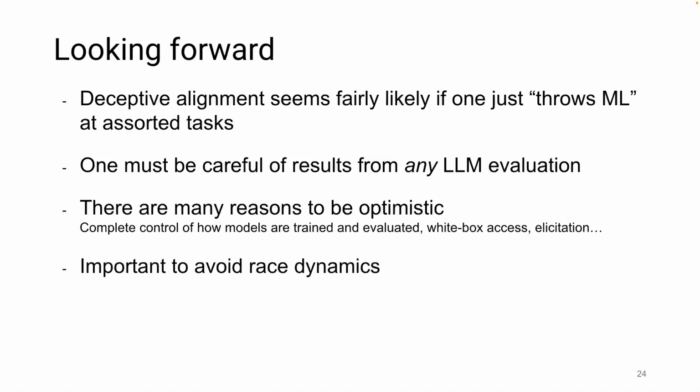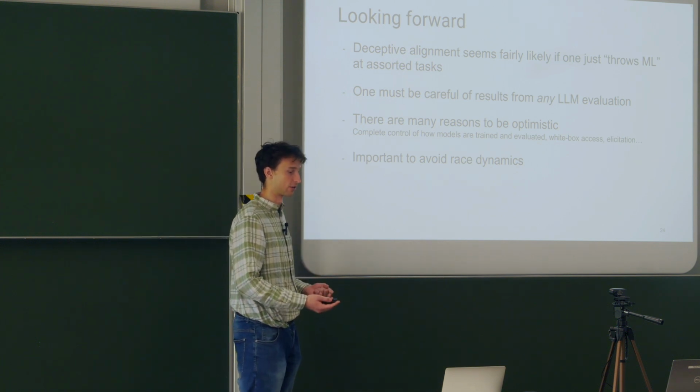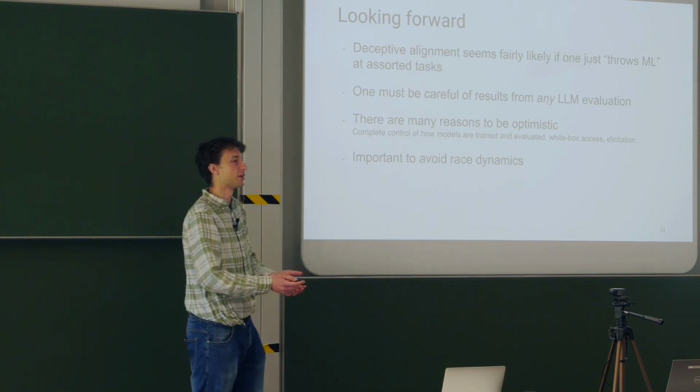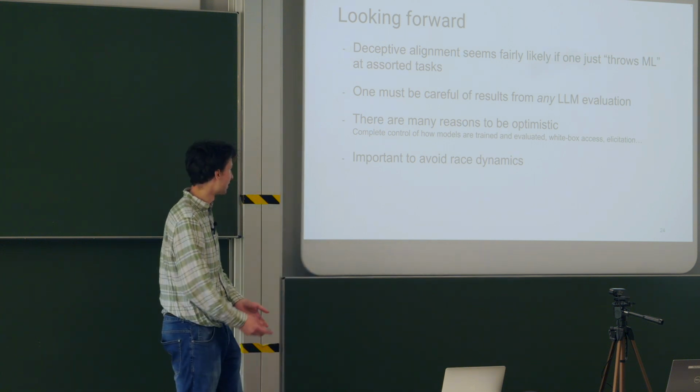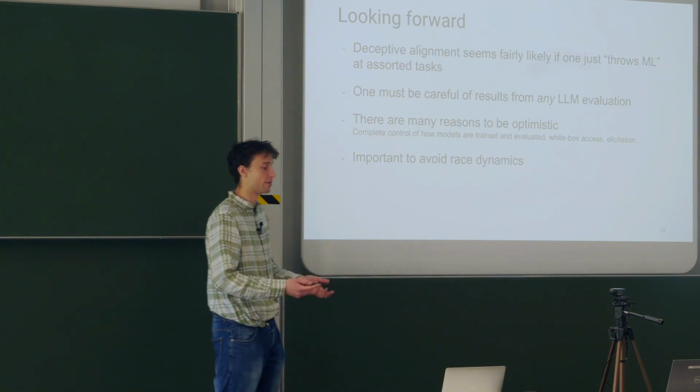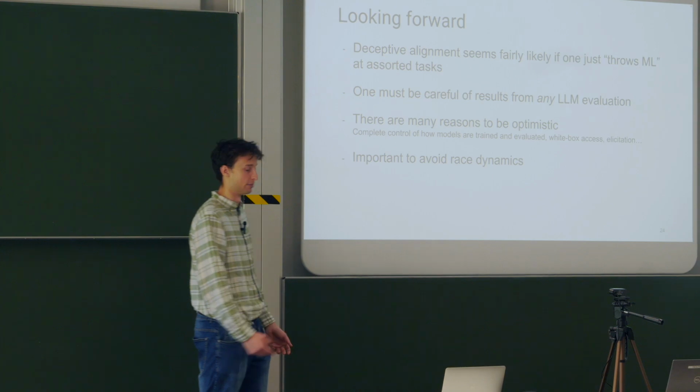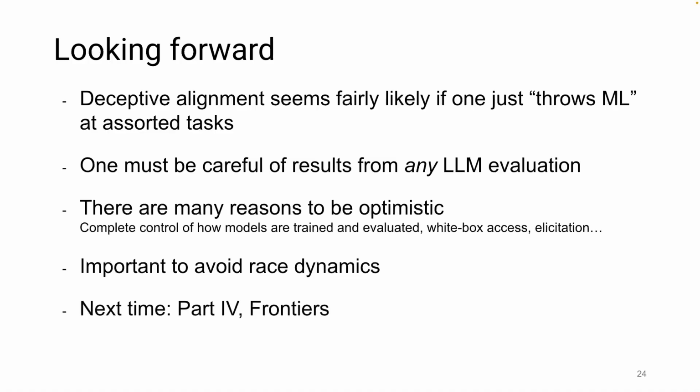But this might not happen by default, in particular if there's corporate race dynamics or even national race dynamics, to simply get a model that performs well on a load of tasks. In that case, I think most of the time it's probably fine, but maybe 10, 20, 30% of the time, we might be in a world where this deceptive alignment phenomenon is likely. So I should probably wrap up now.